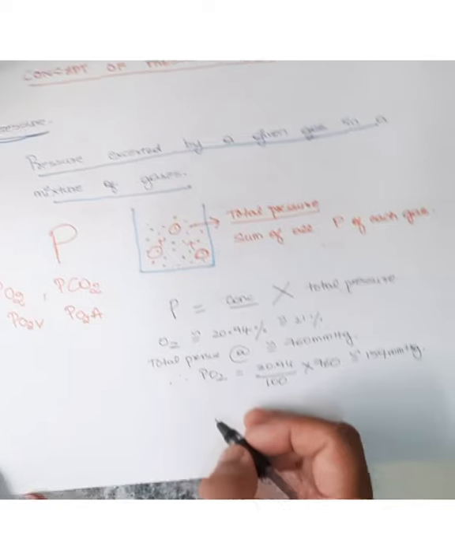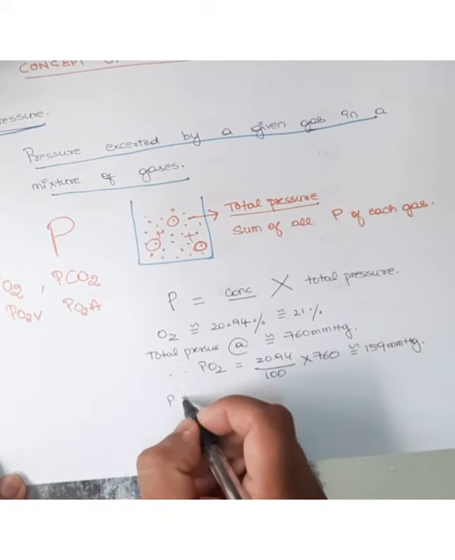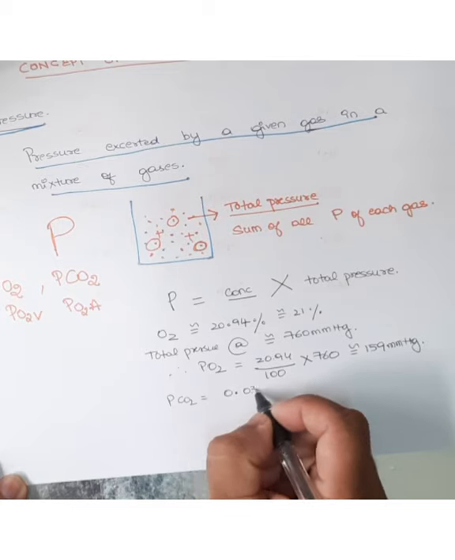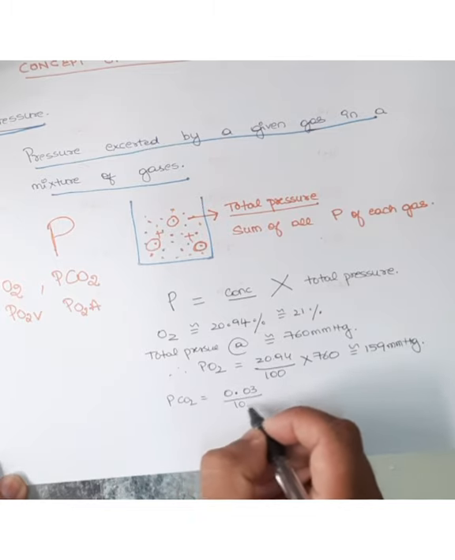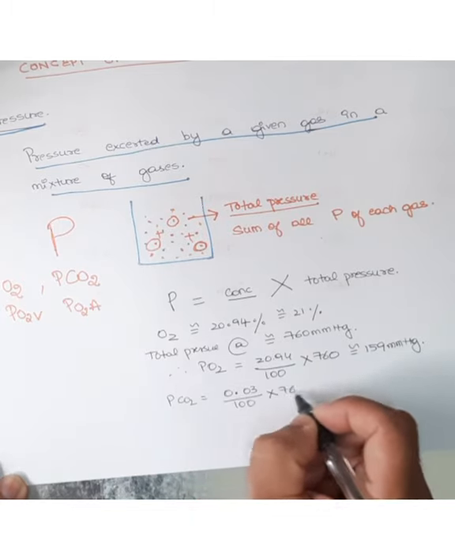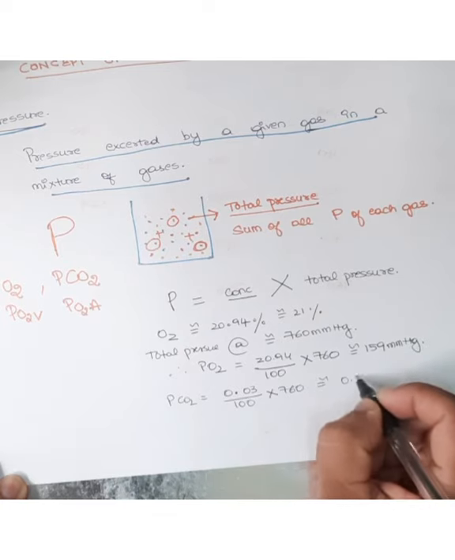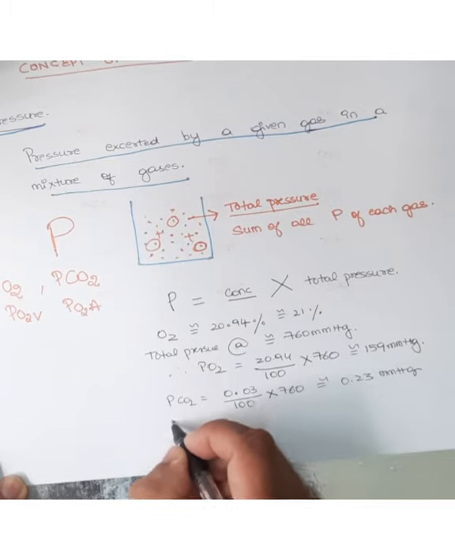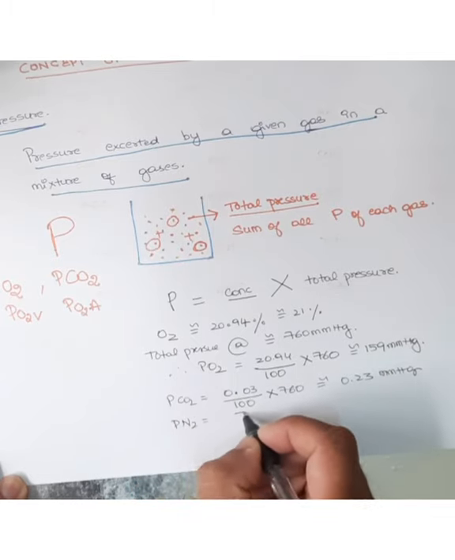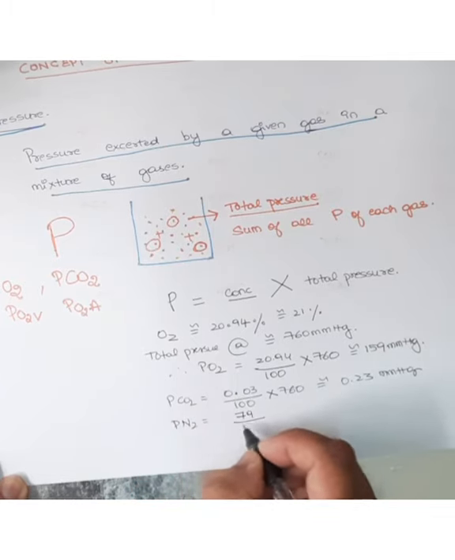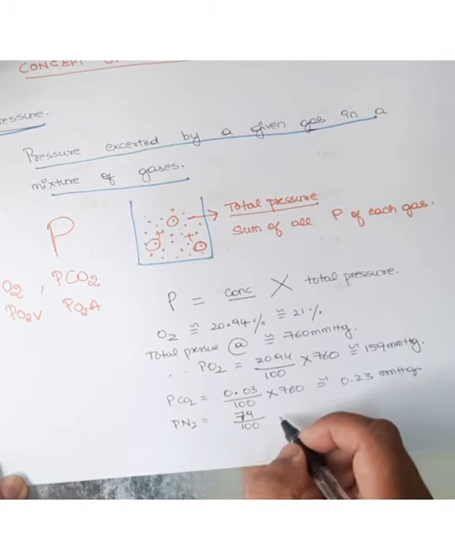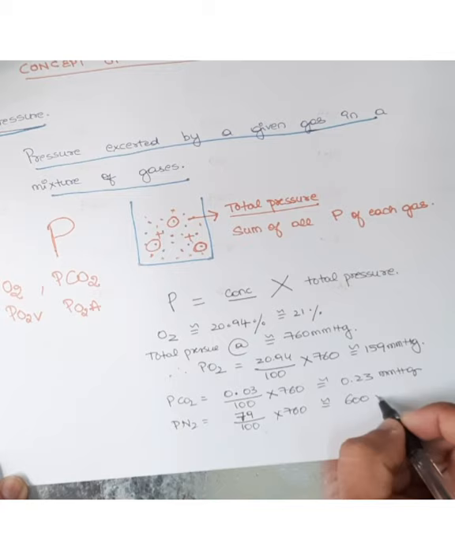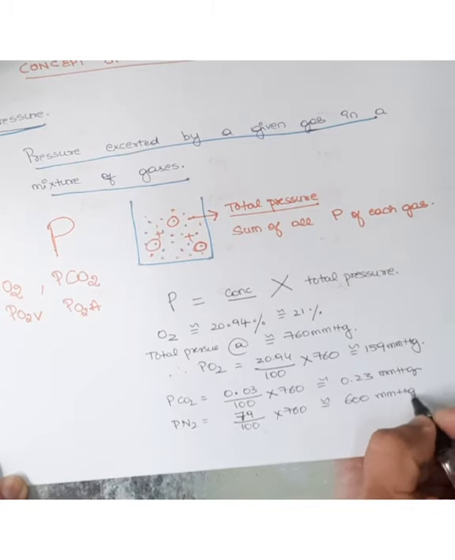In a similar fashion, partial pressure of carbon dioxide is equal to the concentration 0.03 by 100 times 760. You get around 0.23 mmHg. Similarly for nitrogen, which is the highest amount at 79%, it is 79 by 100 times 760, and you get around 600 mmHg.